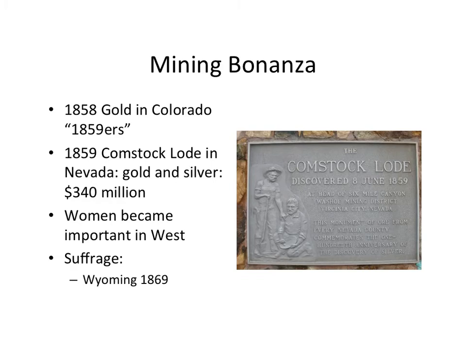So $340 million worth of gold and silver was discovered. And so one of the things that we'll begin to see, because of the mining and because of the movement west, is that women start to become really, really important out west. And one of the things that we'll see in terms of women moving out west and their importance is that these women began to push for certain rights. For example, Wyoming in 1869 was the first state to actually grant women suffrage.